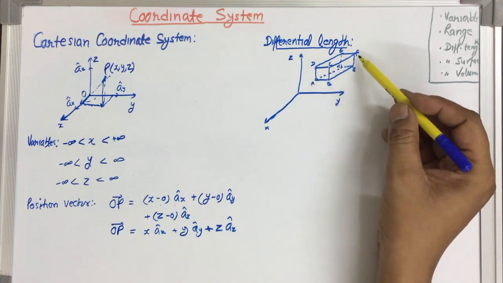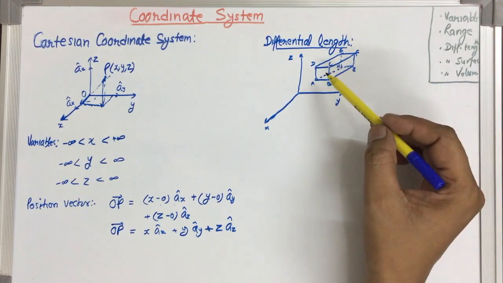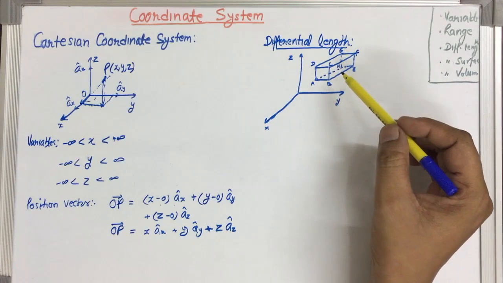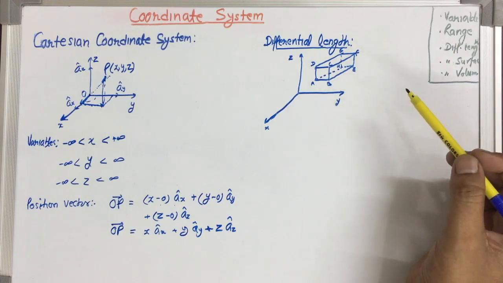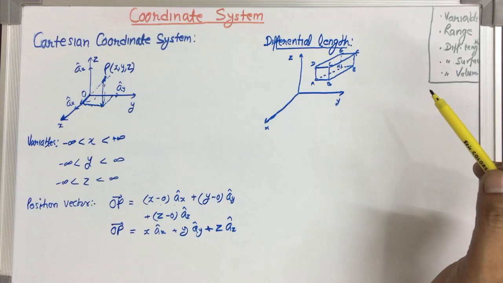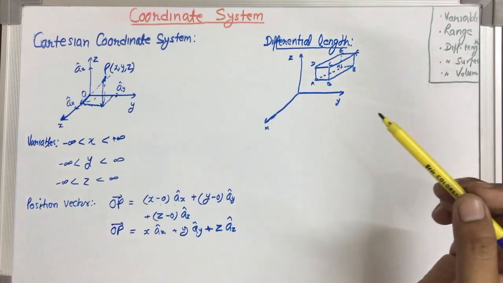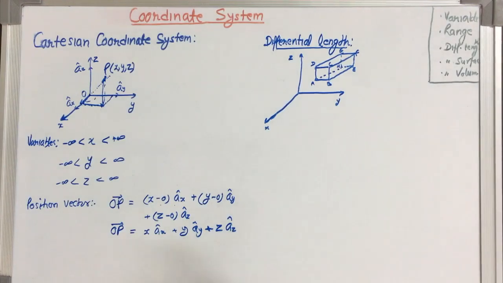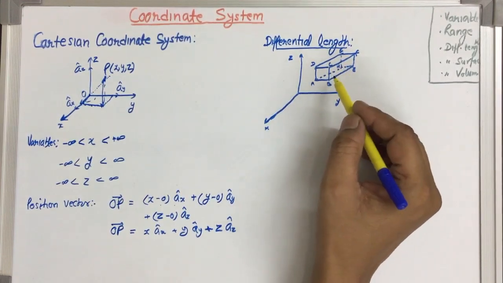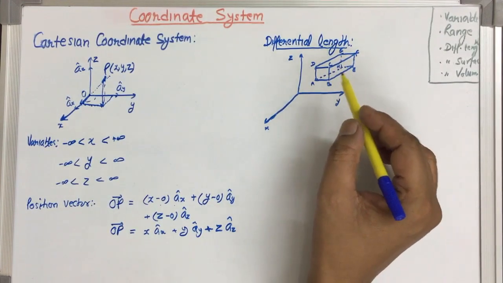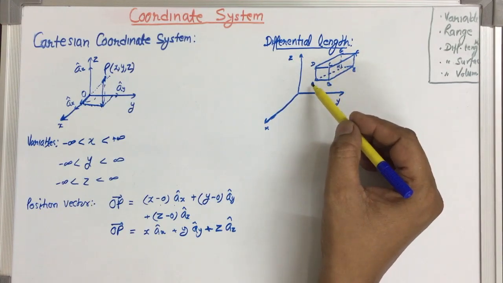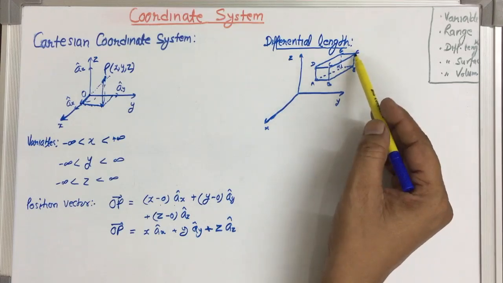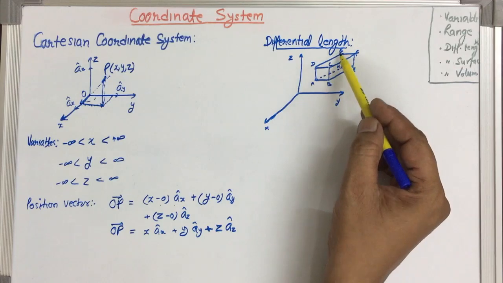To cover the full object, the length, small distance, how we can express in vector form. So let's start to understand the finding of differential length. To cover the full object, we should move from A to F or A to G.